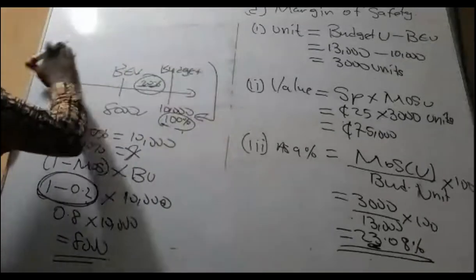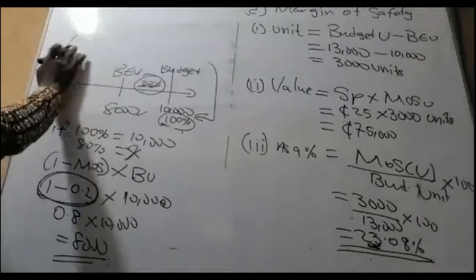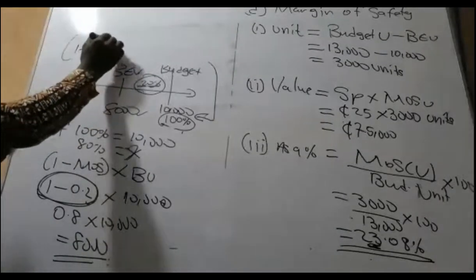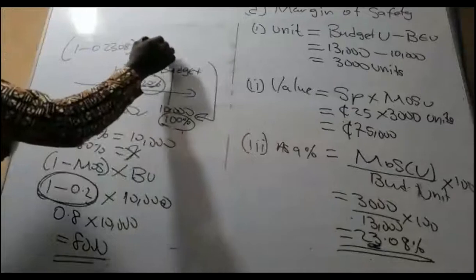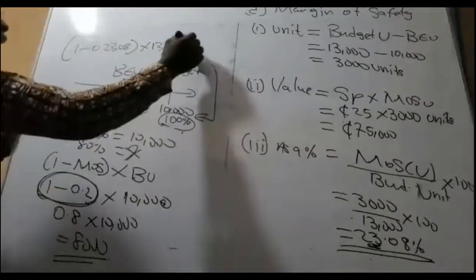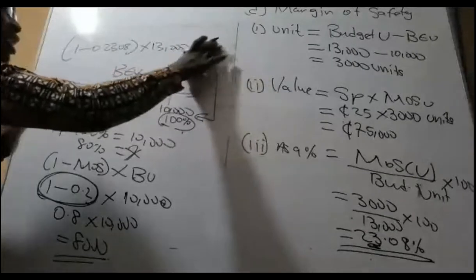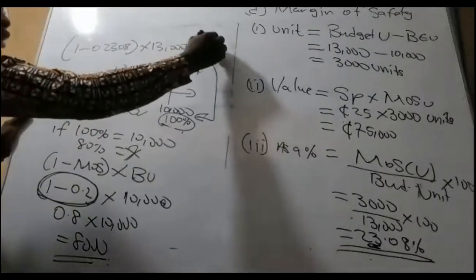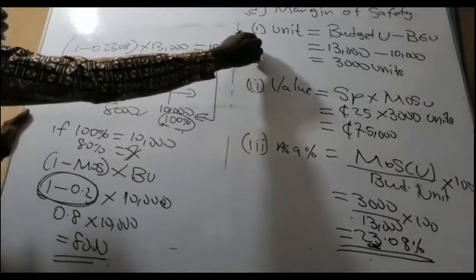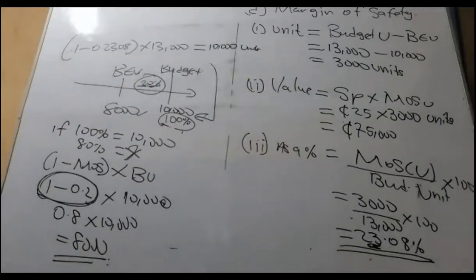So let's see. It will be 1 minus 0.2308. Agreed. That is the margin of safety. All times the budget. The budget is 13,000, so times 13,000. Good. It will still give us the same answer we had, 9,999.6, and to the nearest whole number, we round it to 10,000. Good. So this is how we are going to work for it. Okay, I hope you get it. Good.